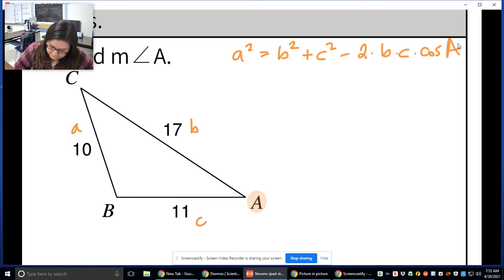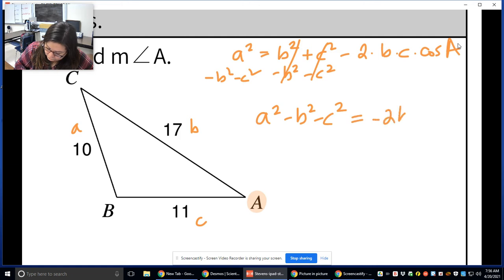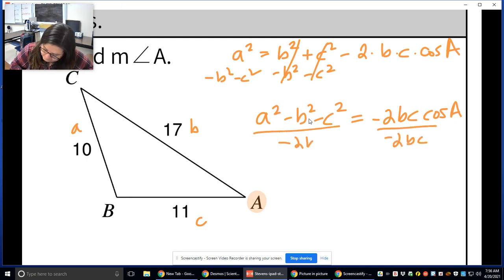So first thing I'm going to do is subtract these two things from both sides. So it'll cancel, and I'm left with a squared minus b squared minus c squared is equal to negative 2bc cosine A. Okay, but now this negative 2, b, and c, they're all multiplying, so in order to move them over, I'm going to divide. And they cancel. And last thing that I have left is that cosine.